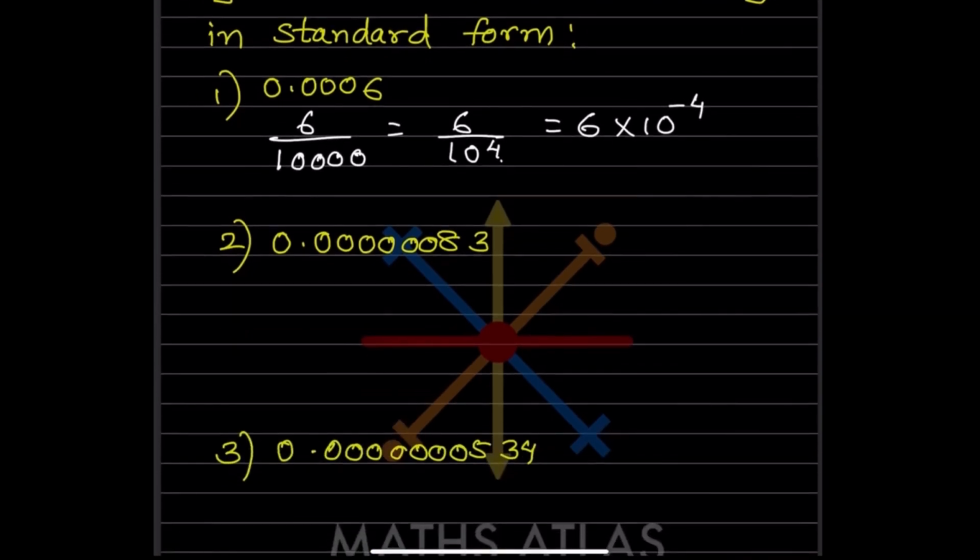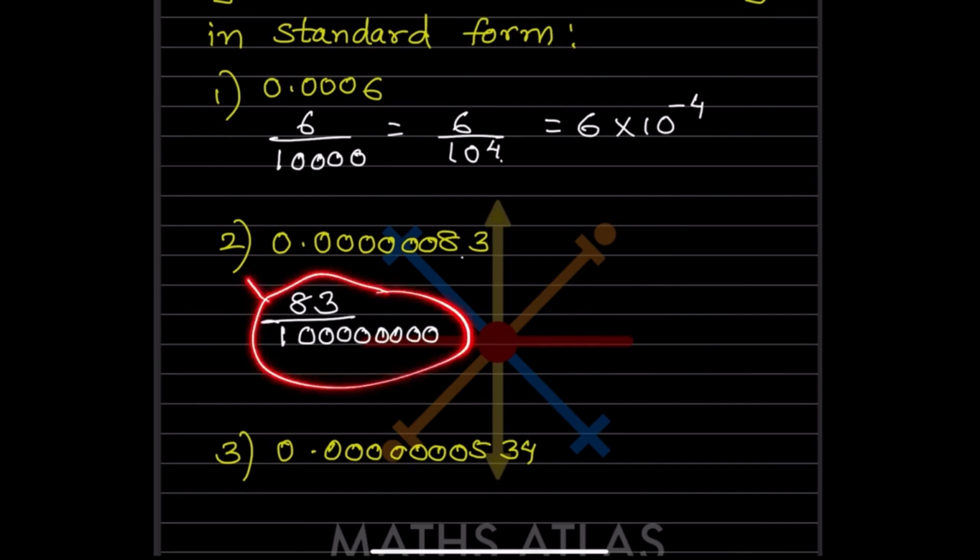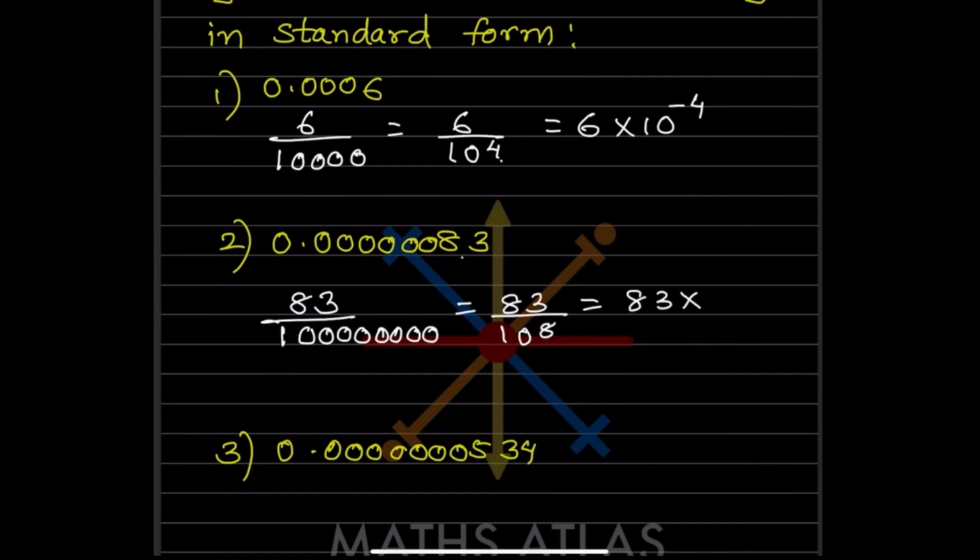Now let us see the next number. If we take this number, 83, we see how many zeros we have here: 1, 2, 3, 4, 5, 6, 7, 8. So we are going to write 1 and put 8 zeros: 1, 2, 3, 4, 5, 6, 7, 8. When you divide this, you get the same as this one. So what will you write here? We will write 83 divided by 10 raised to 8, and that will be 83 into 10 raised to minus 8.